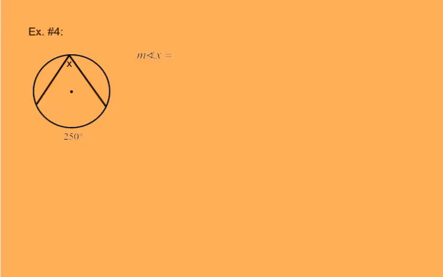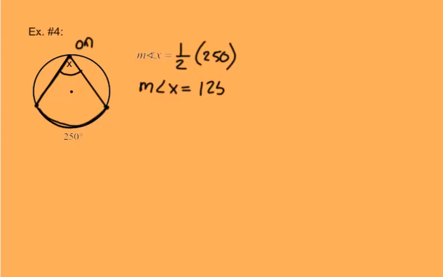Okay, we're back here. Again, we're looking for the measure of angle x. We notice the vertex is on the circle, therefore it's an inscribed angle. And I follow the rays out. What's that arc that it intercepts? 250. Again, probably not drawn to scale, but the measure of angle x is going to be 1/2 of the intercepted arc. So the measure of angle x is going to equal 125 degrees.